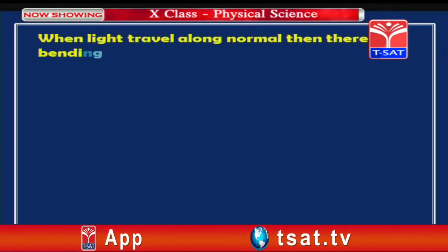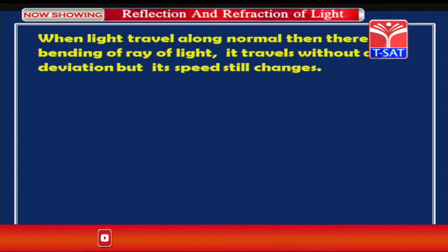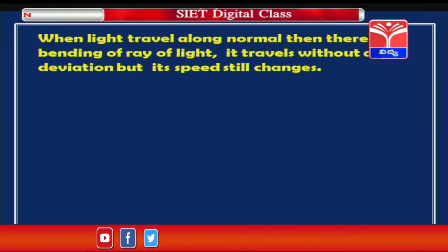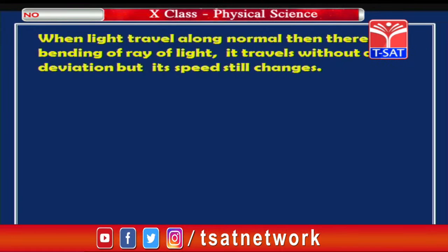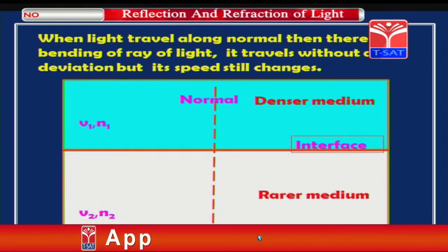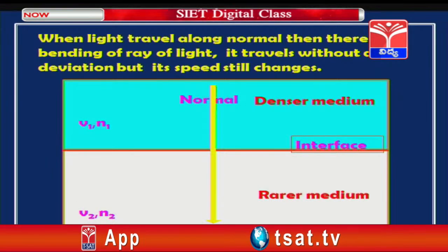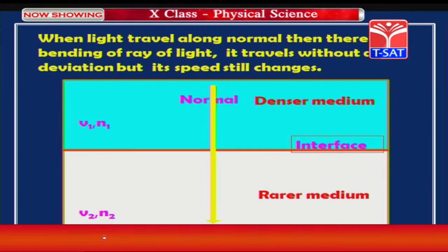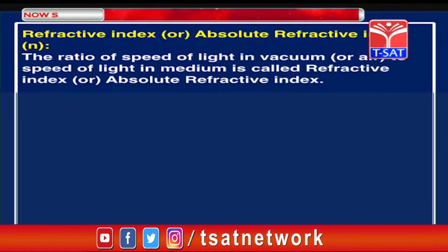When light travels along the normal, then there is no bending of the ray of light. It travels without any deviation, but its speed still changes. Here there is a denser medium and a rarer medium. The light ray travels along the normal, then it travels without any deviation or without any bending.